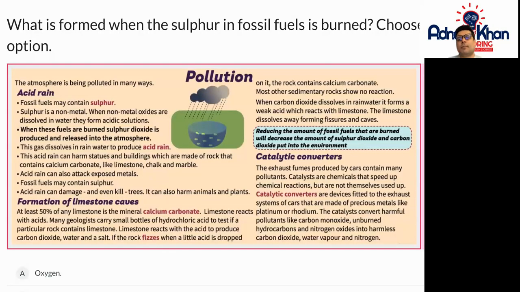Hi, and welcome to Key Stage 3 Science Chemistry on pollution. So let's have a read of this together.